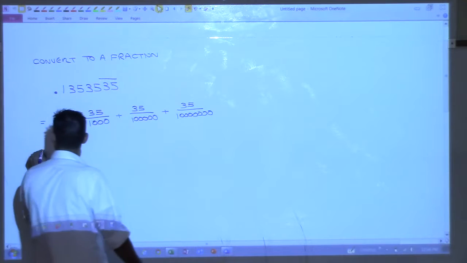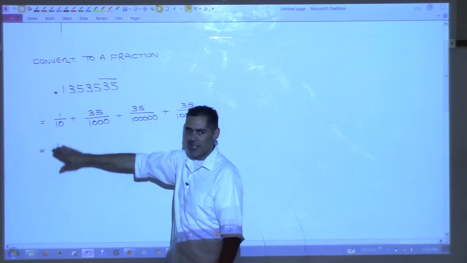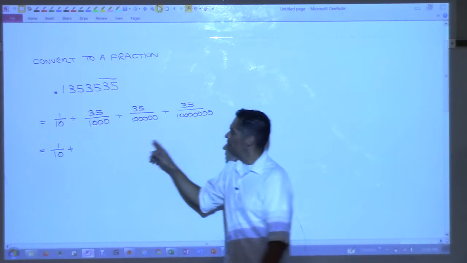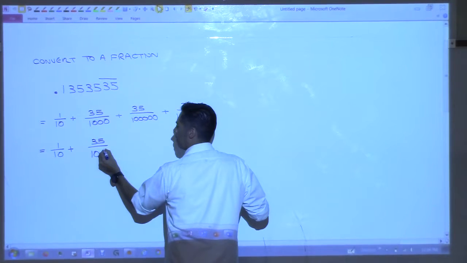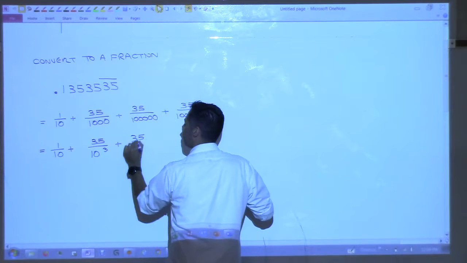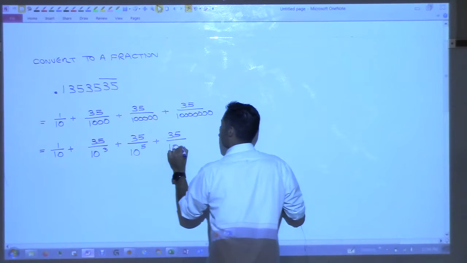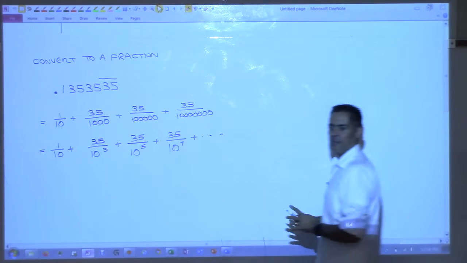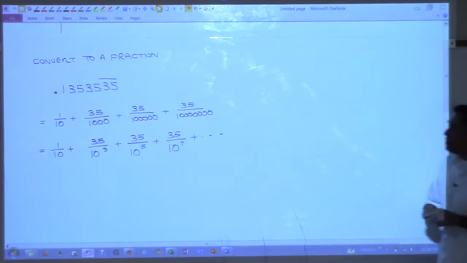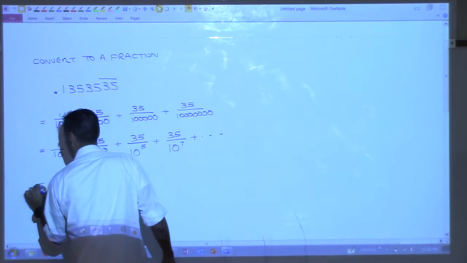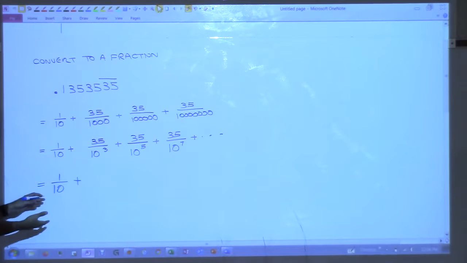So I'm going to next go to this. 1/10 plus, I'm going to ignore the 1/10 for right now because it doesn't follow the pattern of everything else, right? Okay, this is 35 over 10 to what power? Third plus 35 over 10 to what power? 5 plus 35 over 10 to what power? 7 plus dot, dot, dot, right? Let's see if we can come up with a formula that will generate at least this part. Again, this part I don't know yet.